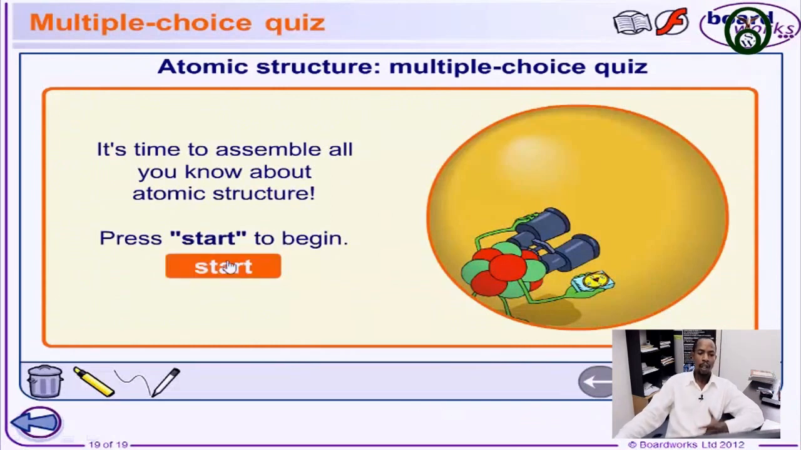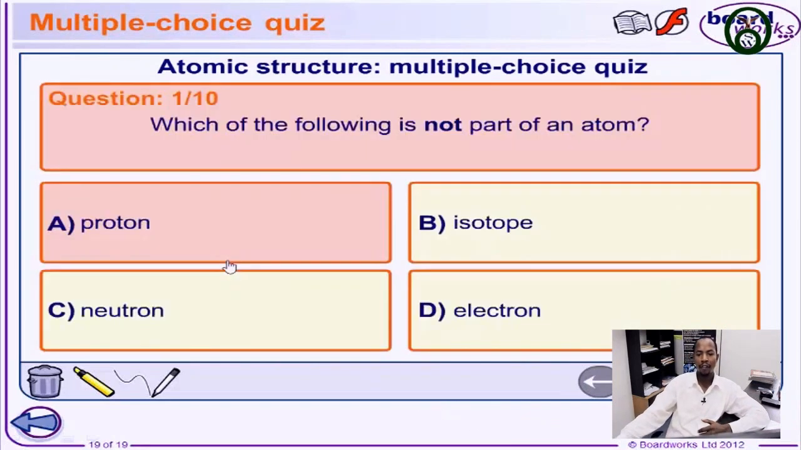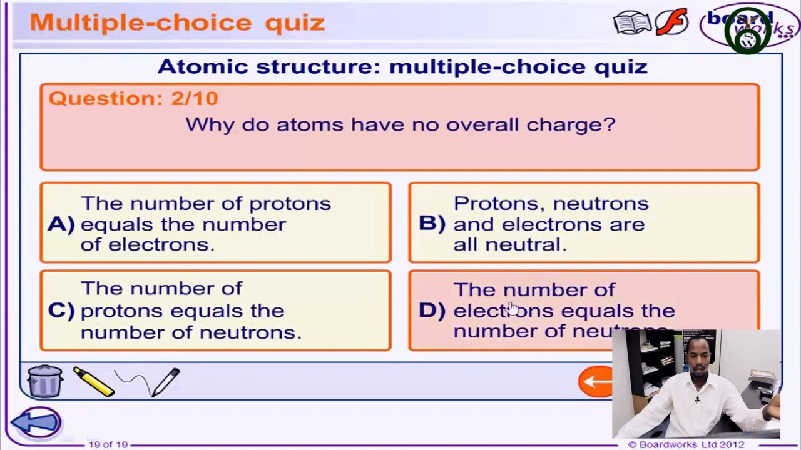So we can also look at this multiple choice and see which of the following is not part of the atom. The proton, the neutron, and the electron are all part of the atom. Okay, the isotope. We didn't mention isotope in our topics today because it's a subtopic that we're going to take a look at, and so on and so forth. We have so many other questions for you.